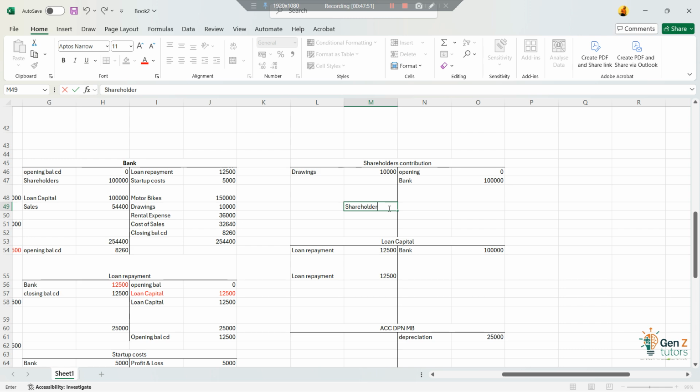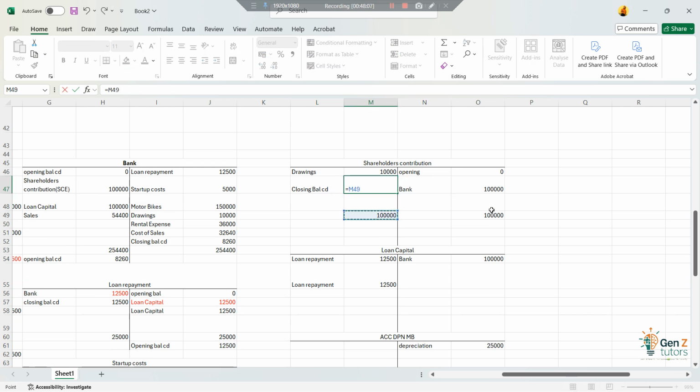Shareholders contribution. So we're closing the drawings account into shareholders contribution, right? And then you're gonna say that 10,000, and then immediately after this you go over here and say here you're gonna be having a debit for drawings of how much? Of 10,000.